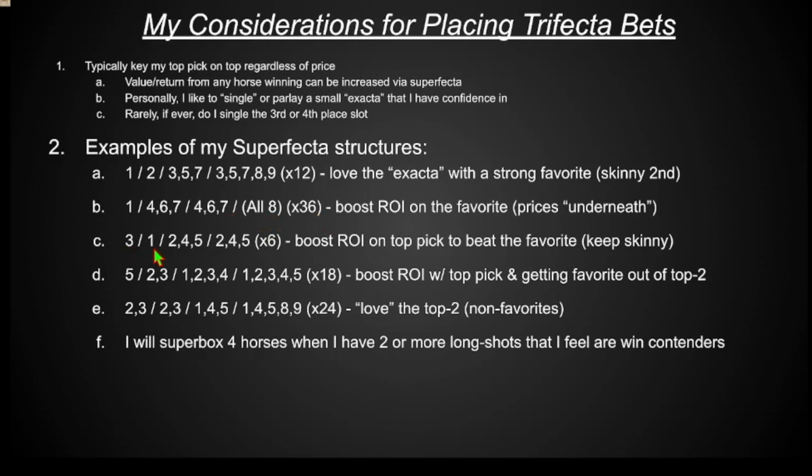3 with 1, the favorite here, with 2, 4, 5 in third, with 2, 4, 5 in fourth, multiplier of 6, so 60 cents for that 10-cent minimum. Boost ROI on top pick to beat the favorite, keep skinny.